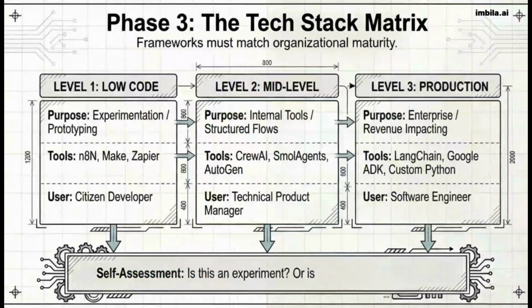In Phase 3, we select the tech stack based on organizational maturity. Level 1 might use low-code tools like N8N for prototyping, while Level 3 requires software engineers using frameworks like LangChain or custom Python for enterprise-grade production.